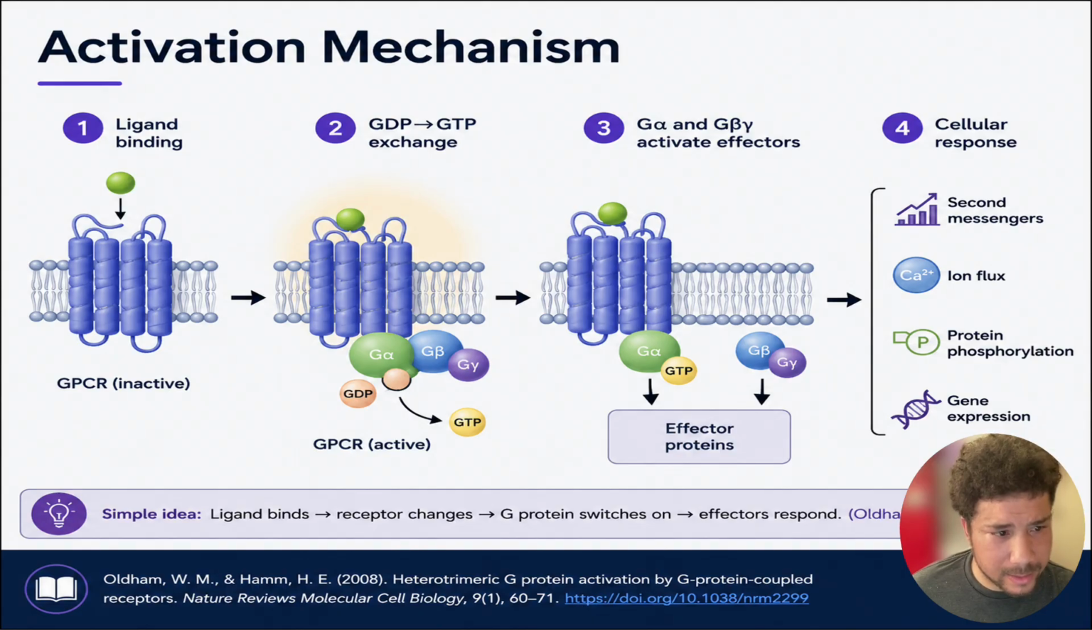An effector is a protein whose activity is altered by the activated G protein subunit, and common effectors include adenylyl cyclase, phospholipase C, and ion channels. Which effector is activated depends on the receptor and the G protein subunit of the cell.